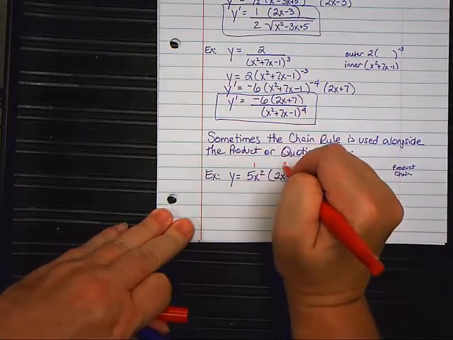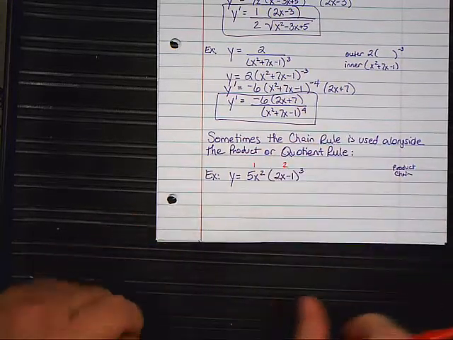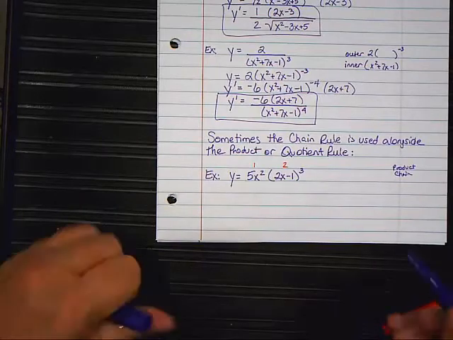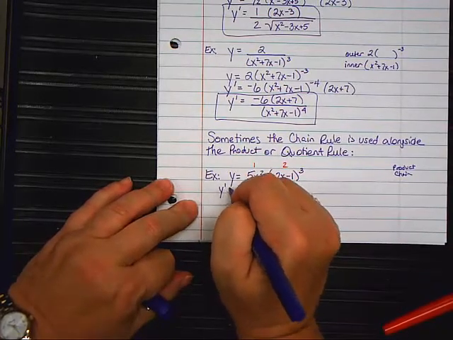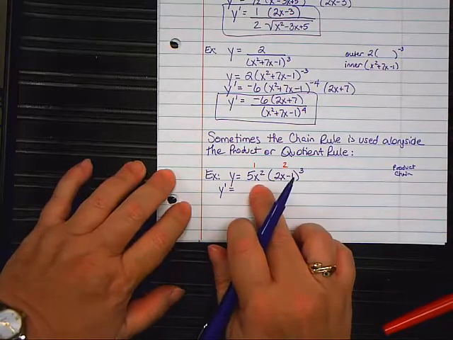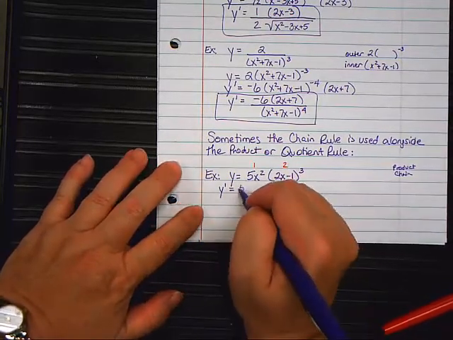Okay? Now, here's the question. Do you remember the process for product rule? What's the little thing I told you to remember with ones and twos and d's? 1d2 plus 2d1. You need to remember that. 1d2 plus 2d1. Okay? So y prime equals. Here we go. It's ready to go. 1 means copy the first one down. I can do that. 5x squared.